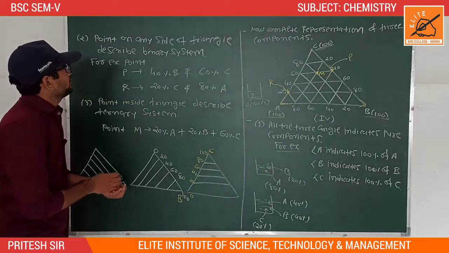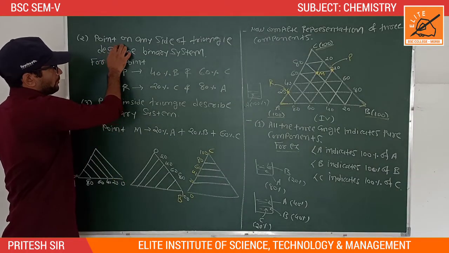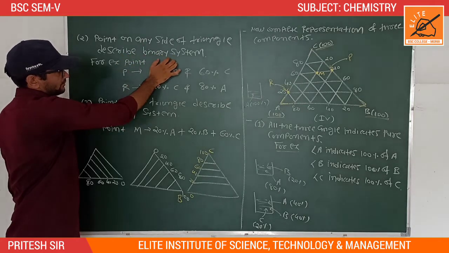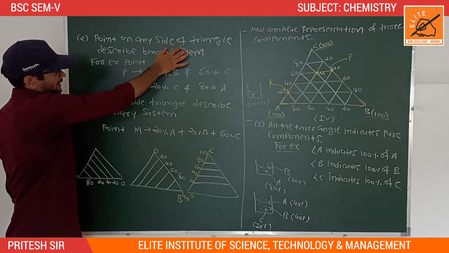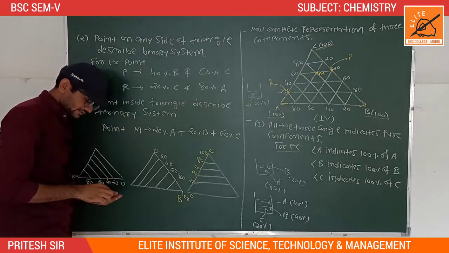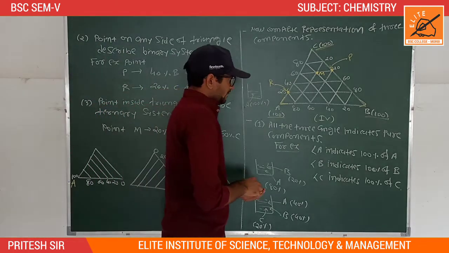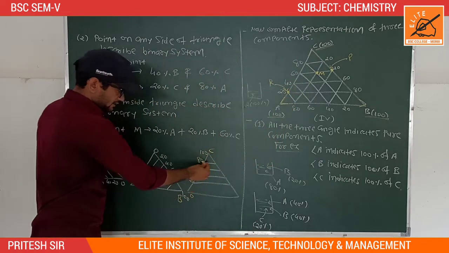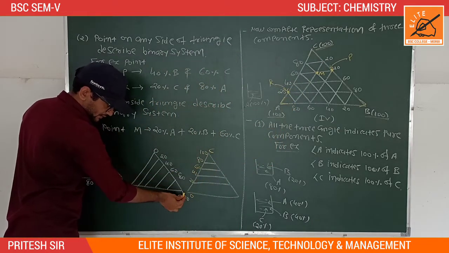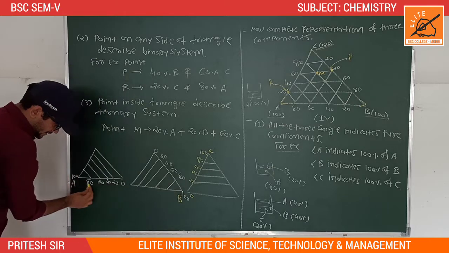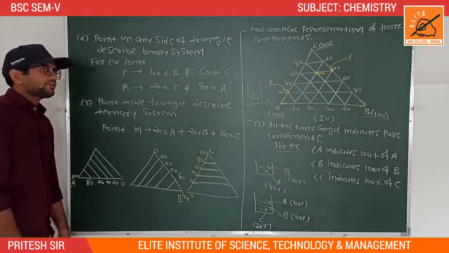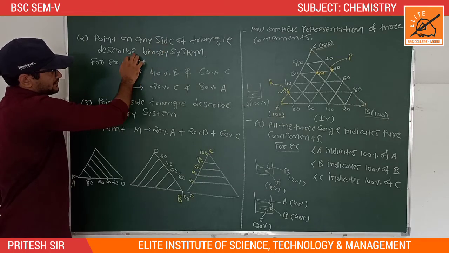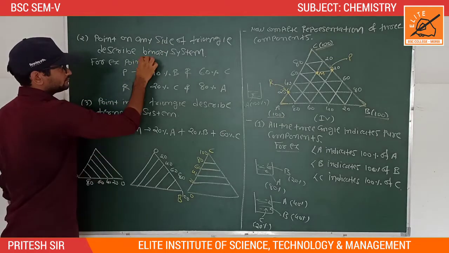Second is point number 2. A point on any side of the triangle describes a binary system. It means three sides are given. This side is for C, this one is for B, and this one is for A. So a point on any side of the triangle describes a binary system.